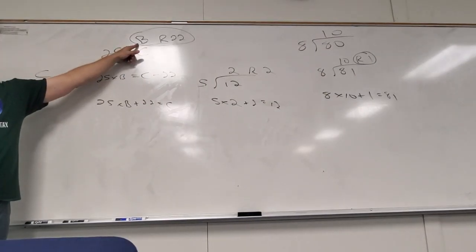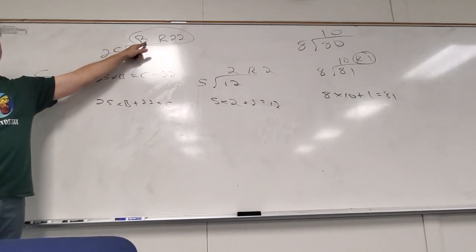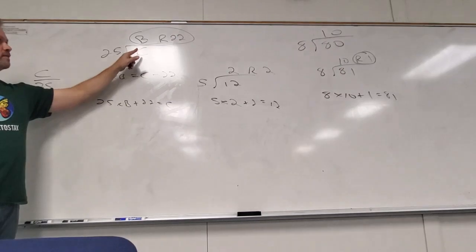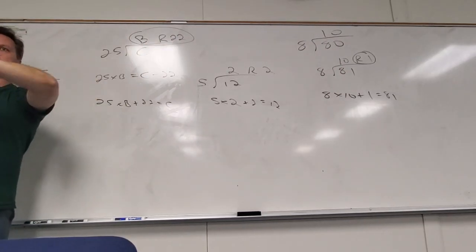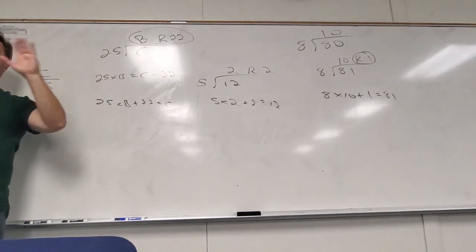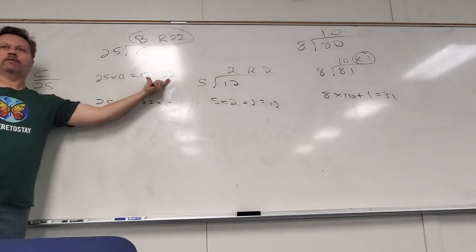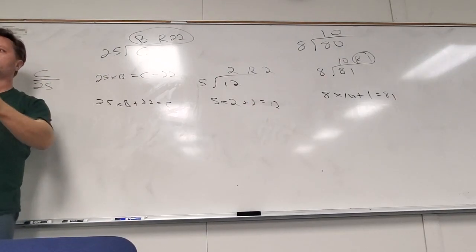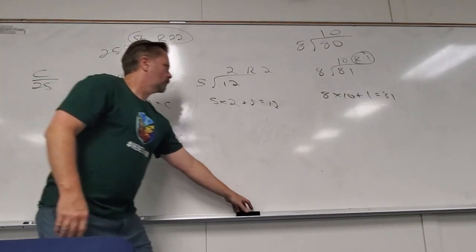25 times B, 25 times whatever that number is, that number minus 22. It just is. So on one level, I agree, it's an equation, but that is the answer. That is what 25 times B is. Here, let me do, watch this.